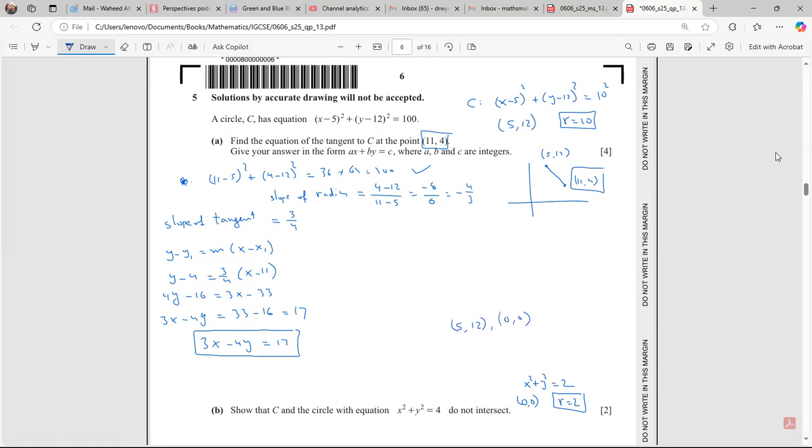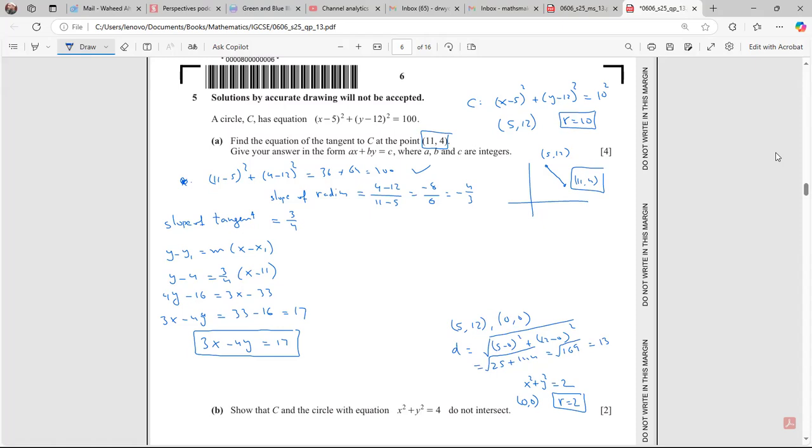So the distance between these two, you can calculate using this formula: 5 minus 0 square plus 12 minus 0 square. So it is going to be 25 plus 144, and that is going to be 169. And remember, the square root of 169 is going to be 13. These numbers you should know. You're not allowed to use a calculator here, so you should know that the square root of 169 is 13.